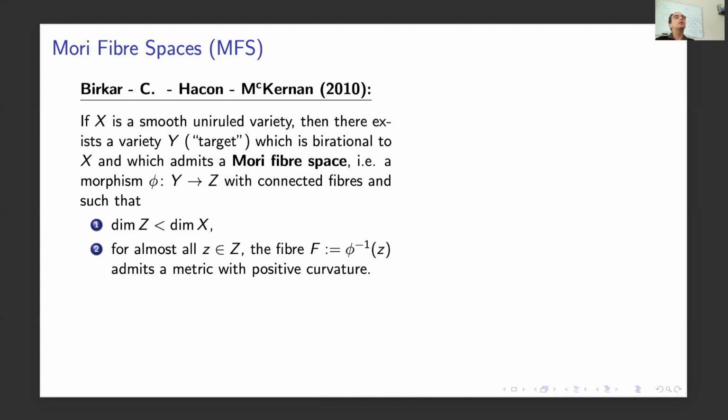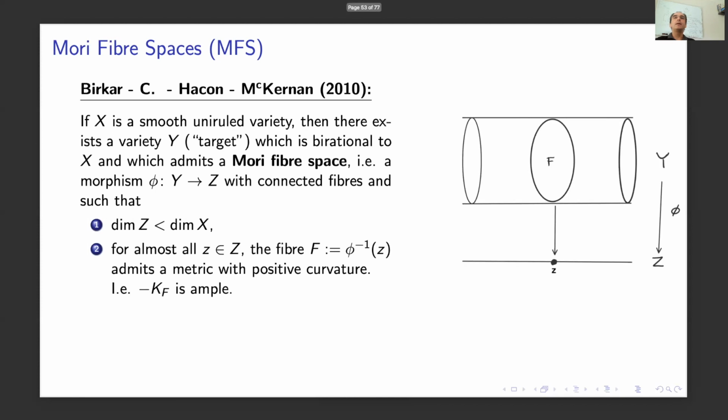But in this case, it's not, I mean, different people use different language, but it's not strictly speaking a minimal model. In other words, it does not admit the property that I mentioned before about the canonical divisor being non-negative on every curve. So what we say instead is that Y, I mean, what is possible to show is that Y admits a Mori fiber space. So what does it mean? Maybe the picture will clarify what this really means.